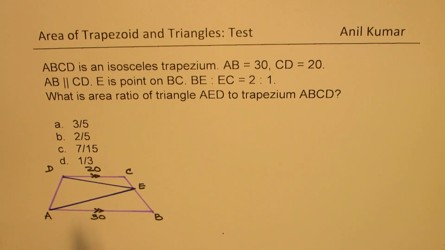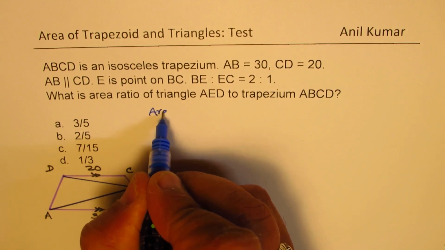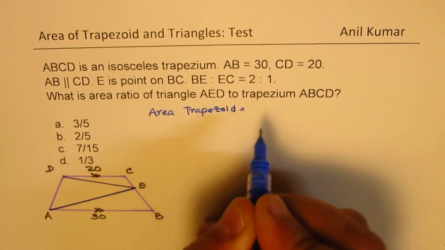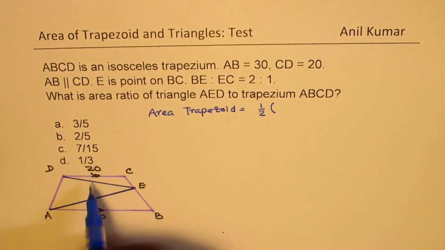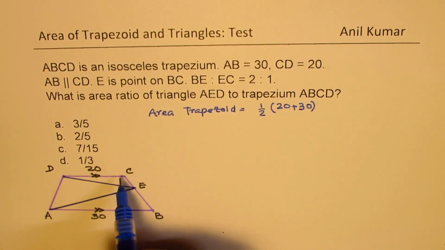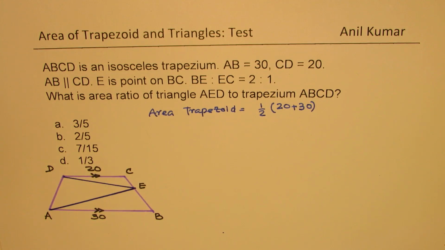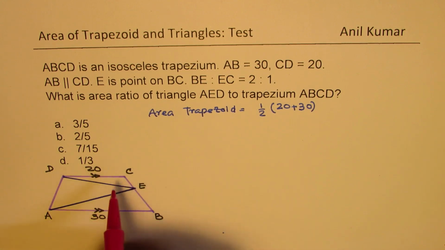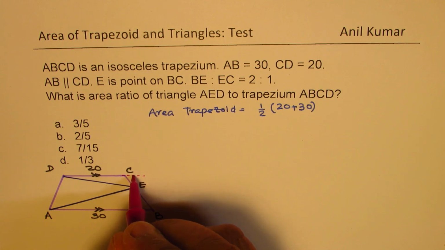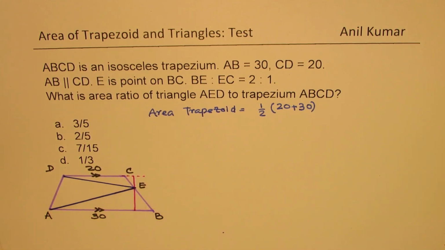Now we can find the area of the trapezoid. We can write this as area of trapezoid is basically half of the sum of parallel sides, right, which is 20 plus 30, times the height. And we really don't know what the height is. So what we are going to do here is some construction. So let us extend this side and drop a perpendicular like this. So this is a perpendicular and that gives us the height, correct?